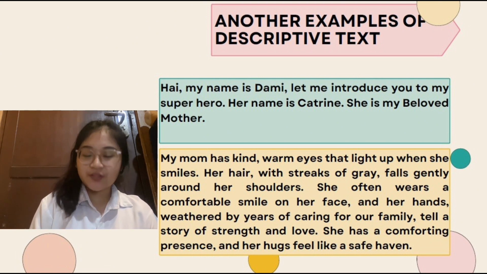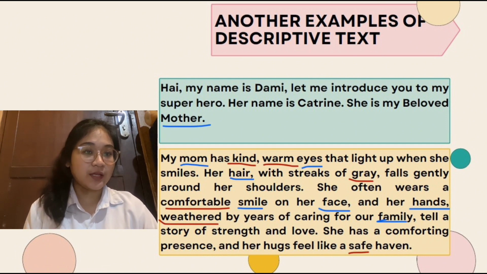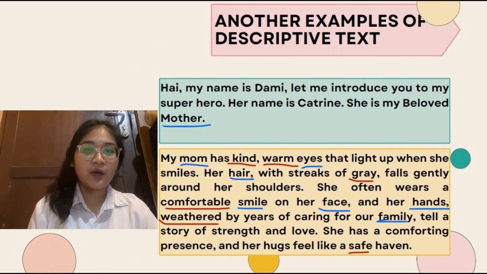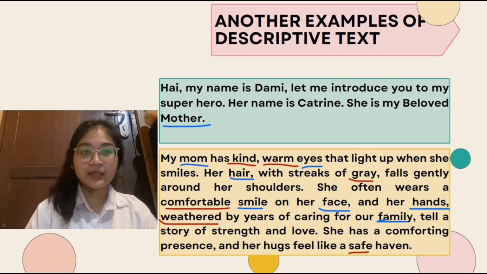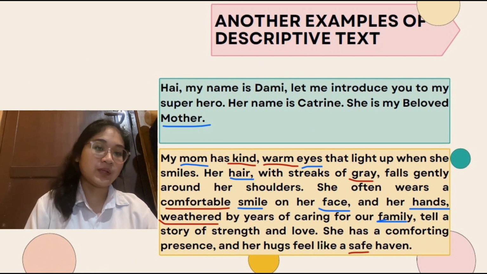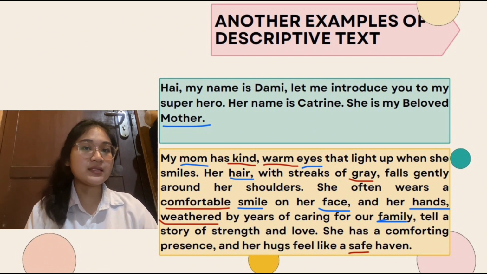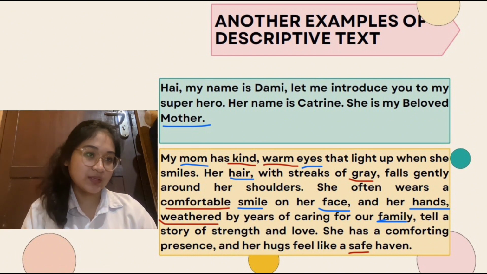This is the way you create a descriptive text. It consists of adjectives like kind, warm, gray, comfortable, weathered, and safe. And then it also contains nouns such as mom, eyes, hair, smile, face, hands, family, and so on. This example of descriptive text is also using simple present tense and other language features of descriptive text.